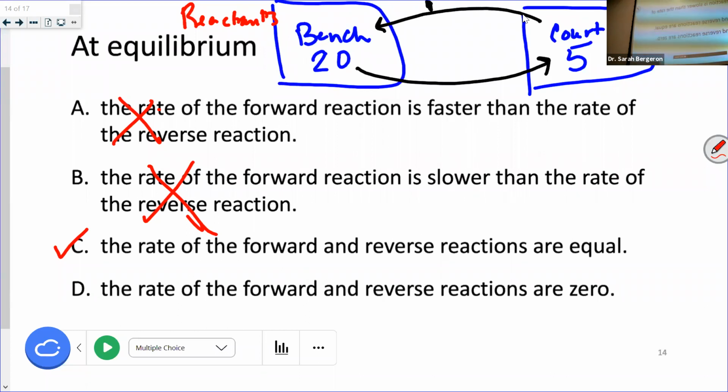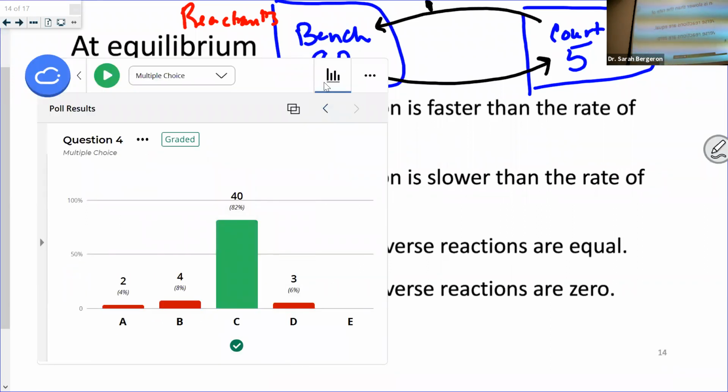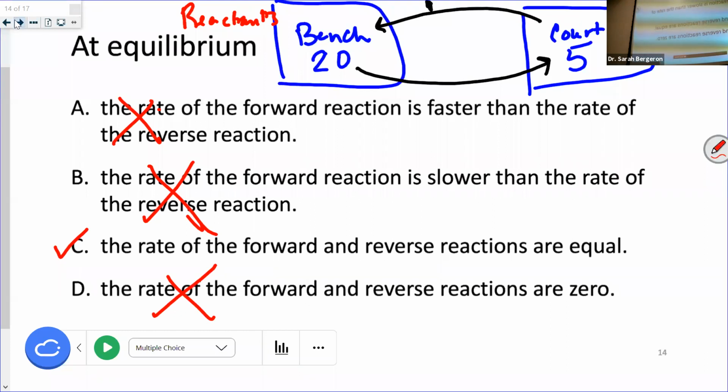So then, what would happen if the rate of the forward and reverse reactions are 0? You wouldn't have a reaction. Nothing would be happening, right? If the rate is 0, nothing would be happening. So you should have picked C. Let's see what you picked. You picked C. Yay. Awesome.